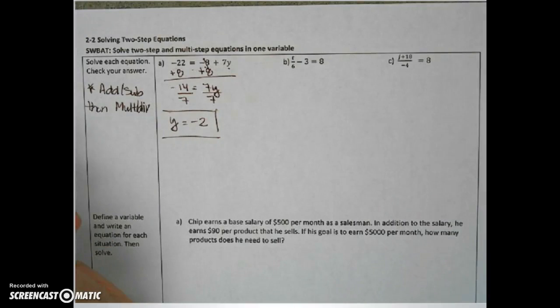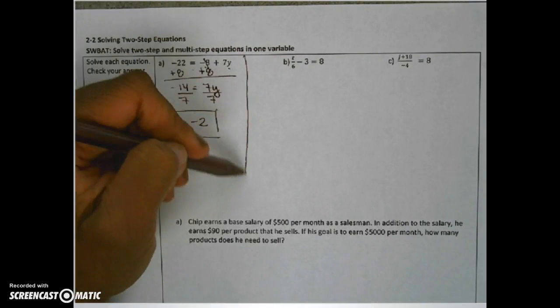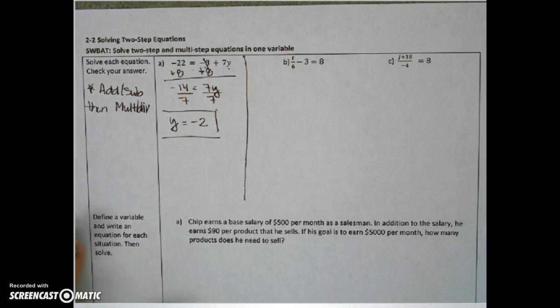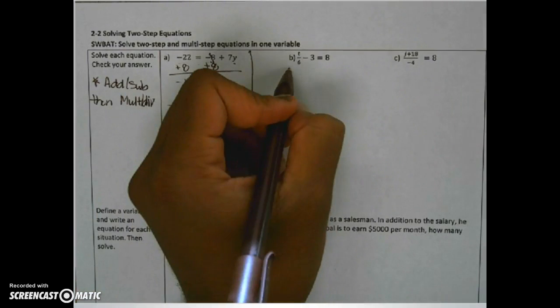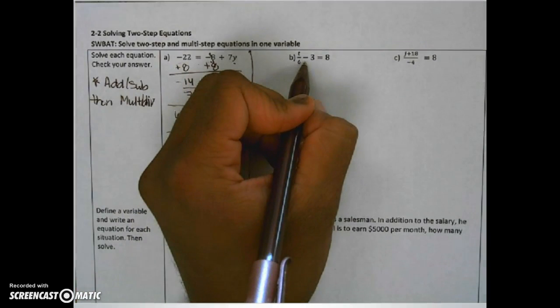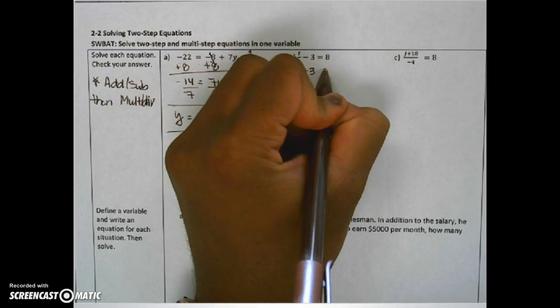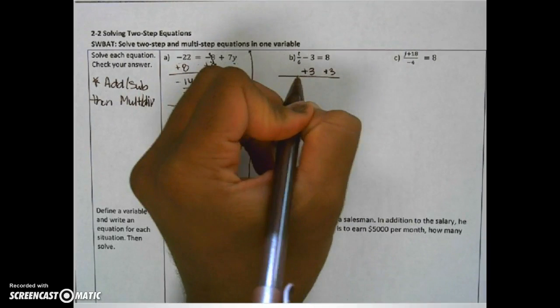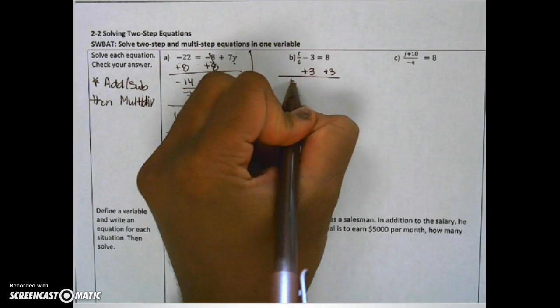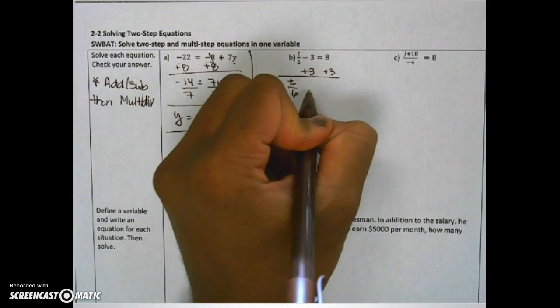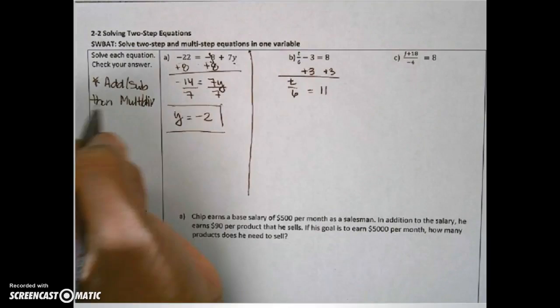Now, you're going to trust me, because I did check this, but in the interest of my time and yours, I'm not going to show my check this time. For the next one, t divided by 6 minus 3 equals 8. So I'm going to go ahead and add 3 because I want to get rid of my addition and subtraction first for this one. And I have t divided by 6 equals 11.